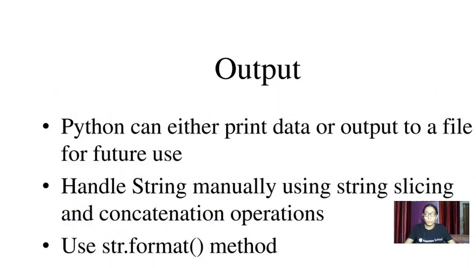So how is the raw output or raw input handled? Python can either print the data or just get the data sequentially. And for the output, the simple syntax is to use the string formatting method.